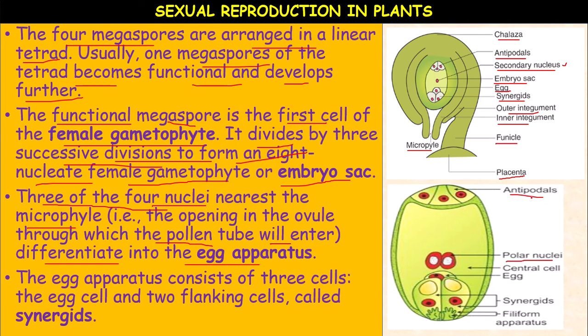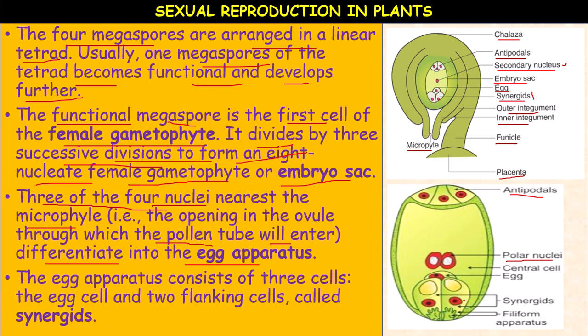Next, the remaining 3 nuclei at the micropylar end will get surrounded by cytoplasm to form pyriform cells. These 3 cells together constitute the egg apparatus. They consist of 2 cells known as synergids, also called helper cells, and an egg or oosphere.